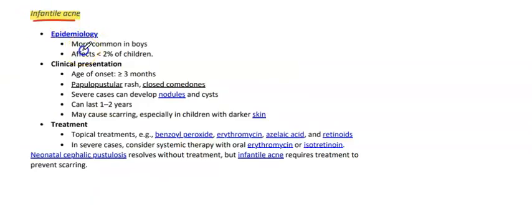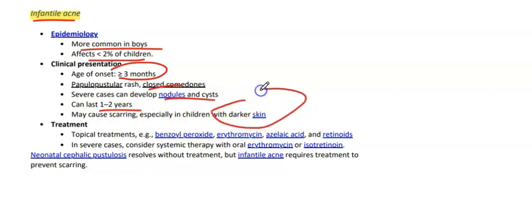Infantile acne is more common in boys, affects less than 2% of children, and age of onset is usually greater than or equal to 3 months. There is a papulopustular rash and closed comedones. Severe cases may develop nodules and cysts, can last 1 to 2 years, and may cause scarring, especially in children with darker skin. Treatment is topical, like benzoyl peroxide, erythromycin, azelaic acid, and retinoids. In severe cases, consider systemic therapy with oral erythromycin or isotretinoin.